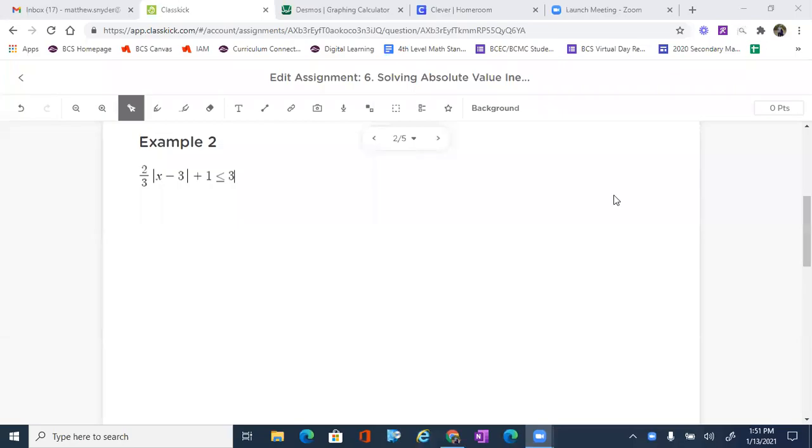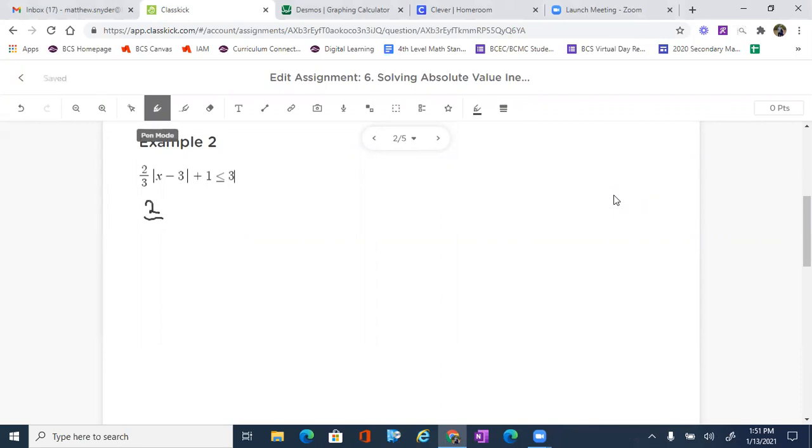Hey guys, we're going to solve some absolute value inequalities, and we're going to do it algebraically, then we're going to do it graphically. You do need both for the assignment today. All right, so first thing we're going to do is take our absolute value inequality and break it into its piecewise components.